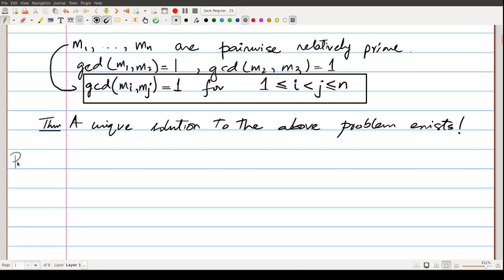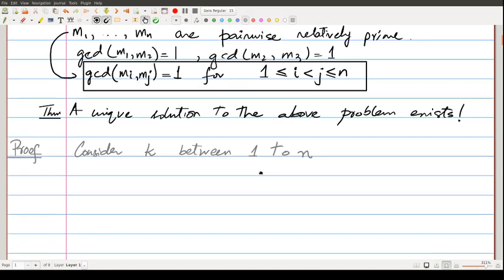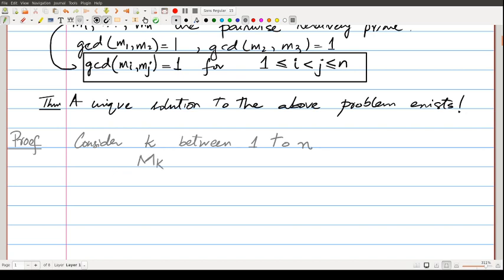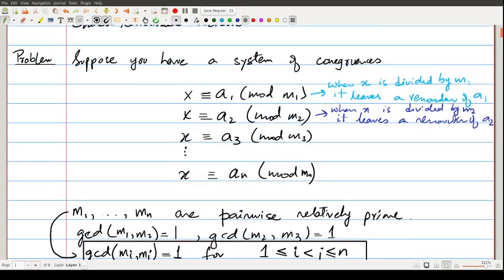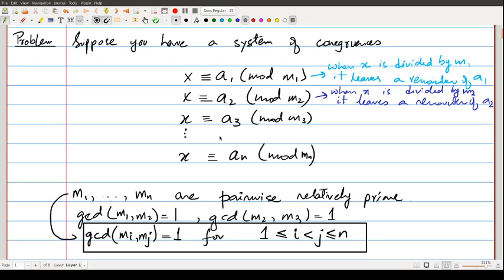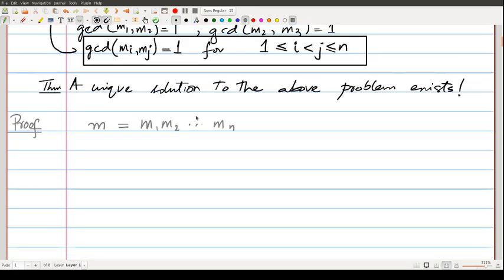So let's construct that solution as a proof. Okay, so let's consider k between 1 to n. So we're taking some k between 1 to n and constructing a number called Mk. But actually, hold on, before we do that, let's first make M a product of m1, m2, dot dot dot, mn. So we take all of these numbers m, which we were taking the modular arithmetic with respect to in each of these equations, and we multiply them to give us the capital M number over here.